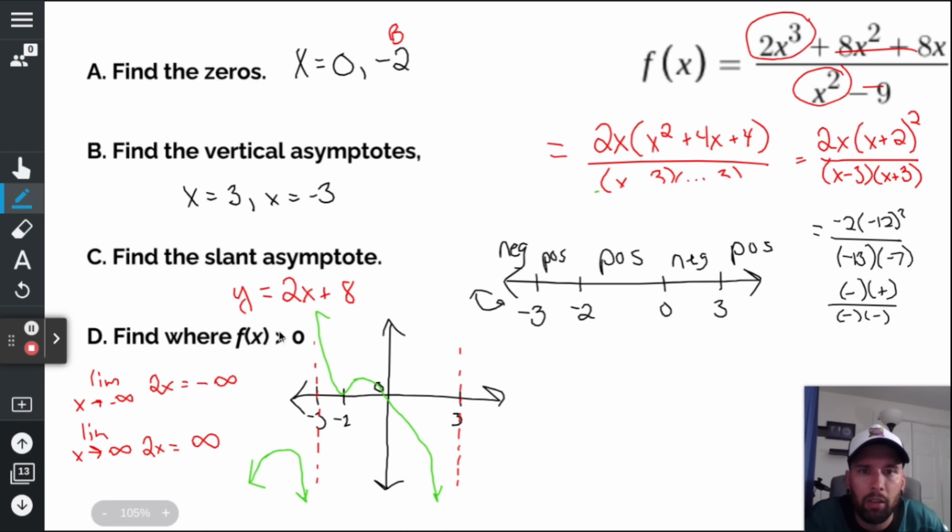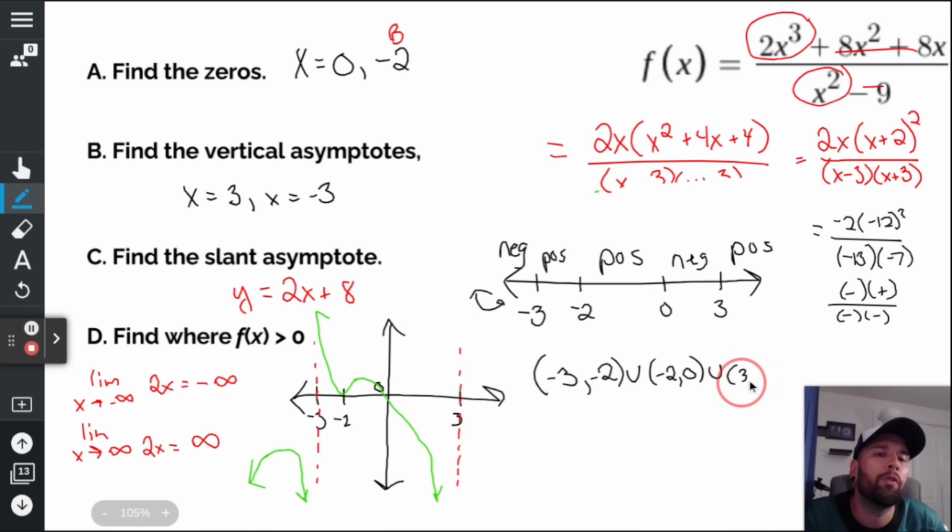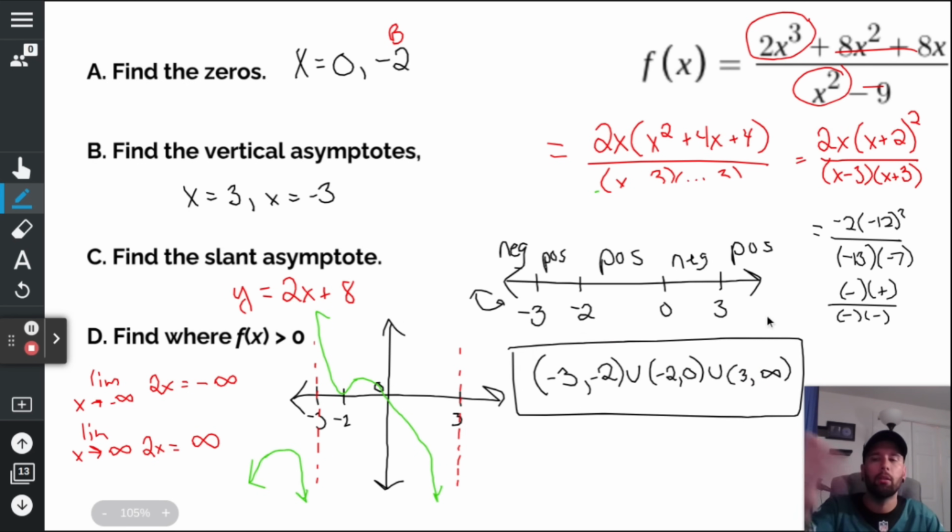I care about where this stuff is positive. So it's positive between -3 and 0, but I'm not allowed to include -2 because it hits -2. So I will say that between -3 and -2, it's positive, union between -2 and 0, it's positive, union from 3 on to forever, it's positive. Awful, awful, terrible, terrible problem. I'm sorry. But I think this is the last one coming right up.